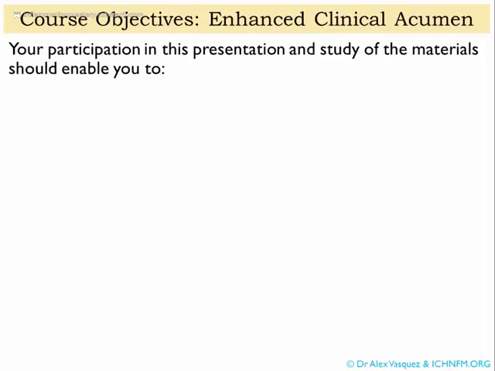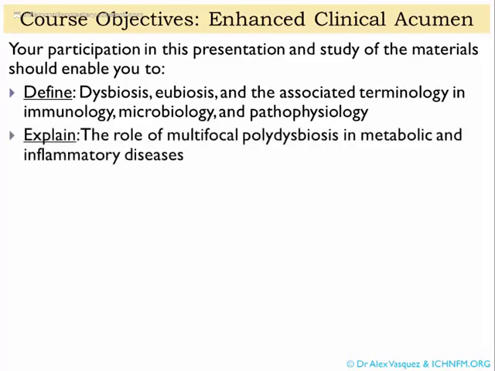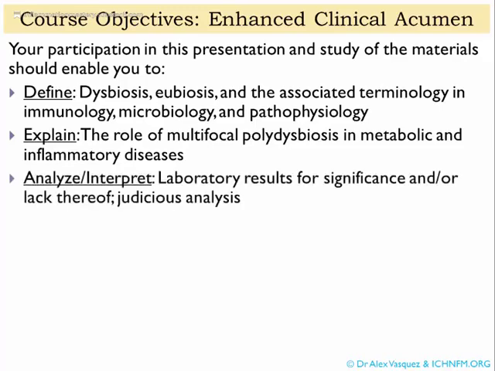Course objectives are going to be described here. Of course, the ultimate goal is enhanced clinical and intellectual acumen. Your participation in this presentation and study of the materials should enable you to define dysbiosis, eubiosis, and the associated terminology in immunology, microbiology, and pathophysiology, explain the role of multifocal polydysbiosis in metabolic and inflammatory disease, and analyze and interpret laboratory results for significance and or lack thereof.